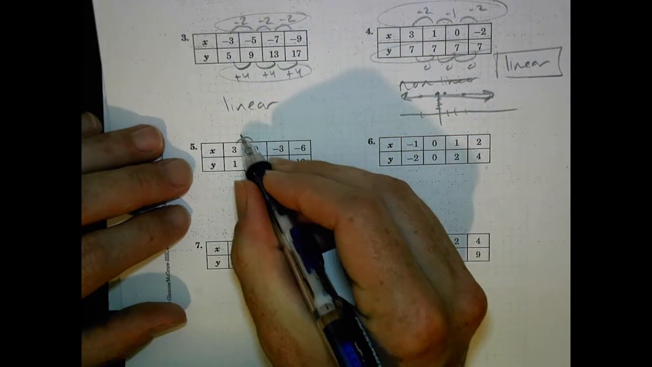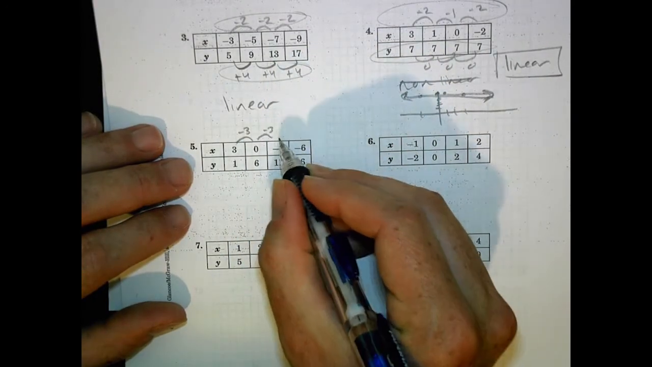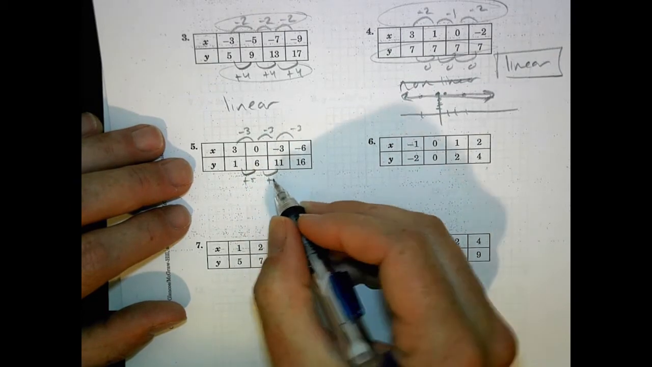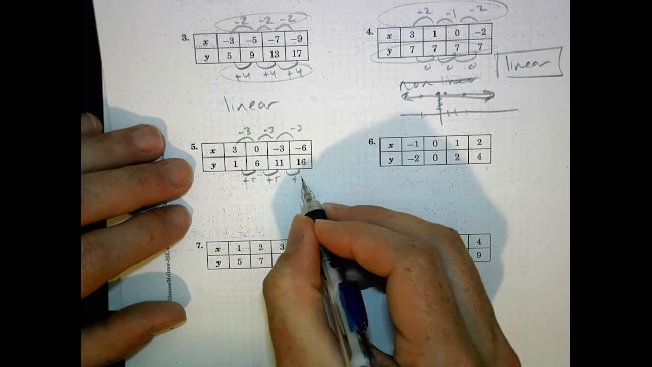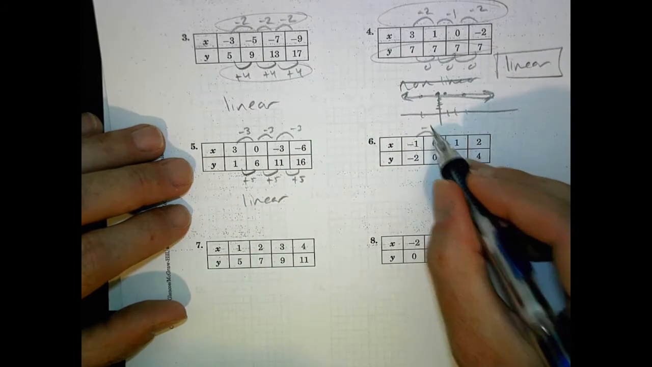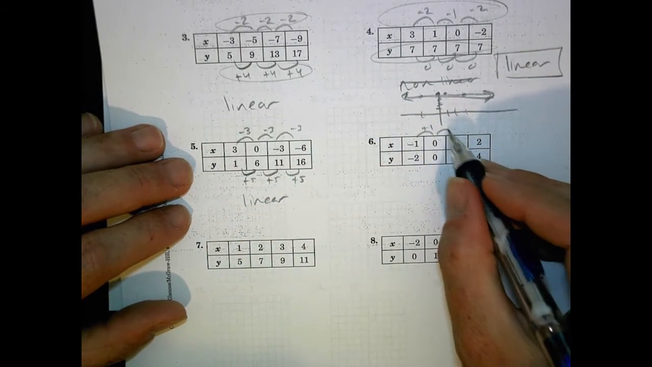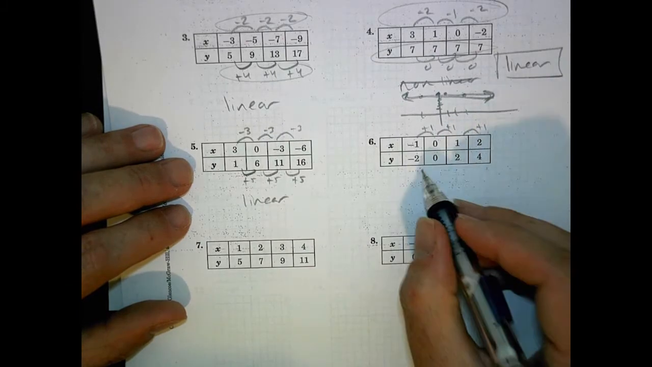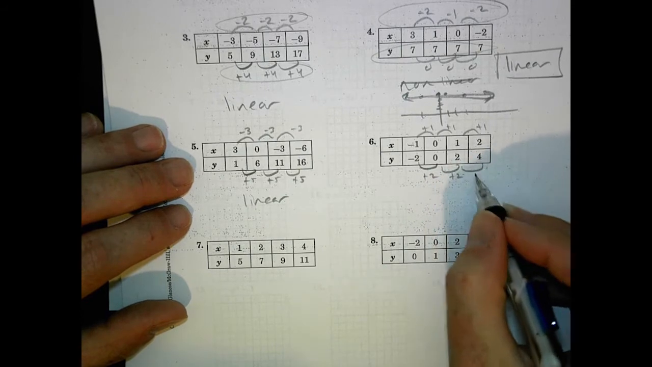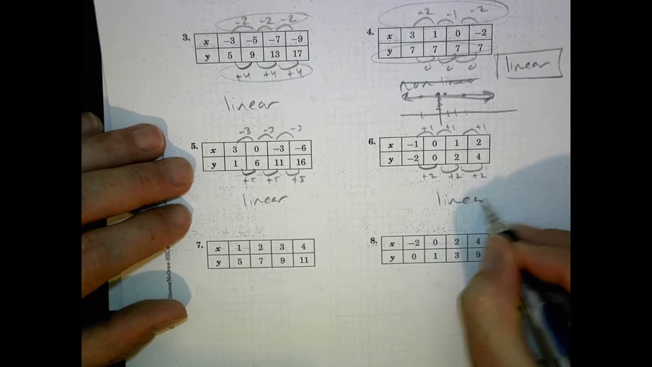Okay, here we're going to be down by 3, down by 3, down by 3, up by 5, up by, in this case, 5, up by 5. So that would be linear. Here we go up 1, up 1, up 1. And we go negative 2 to 0 is up 2, up 2, up 2. So that's linear.